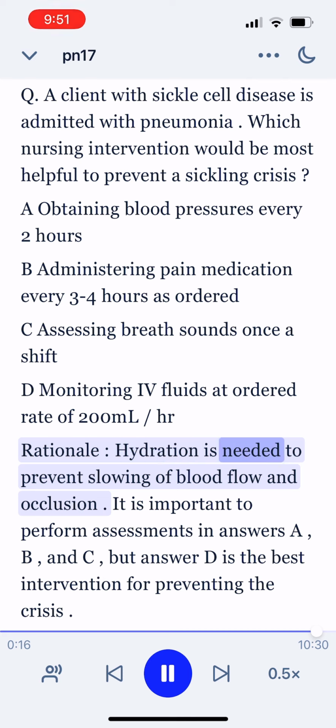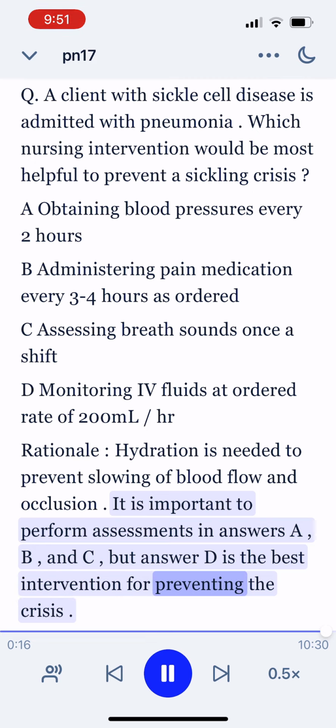Rationale: Hydration is needed to prevent slowing of blood flow and occlusion. It is important to perform the assessments in answers A, B, and C, but answer D is the best intervention for preventing the crisis.